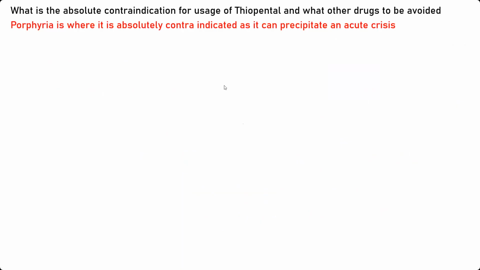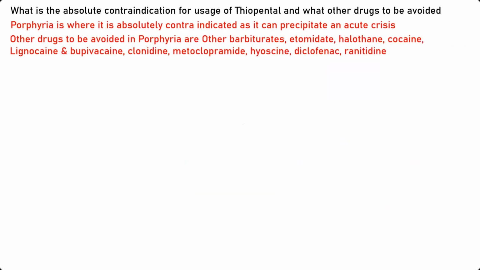What will be the symptoms of porphyric crisis if somebody has mistakenly given this drug to patients with porphyria? What are all the things that can happen? Photosensitivity rash. Photosensitivity. Okay. Other drugs you have to avoid are barbiturates, etomidate, halothane, lignocaine, bupivacaine, clonidine. In patients with porphyria, you have to avoid all these drugs also. So it is actually a problem.